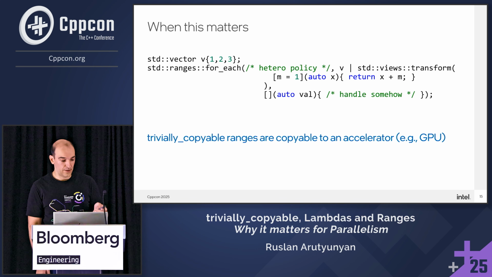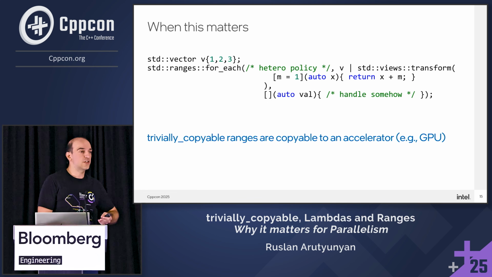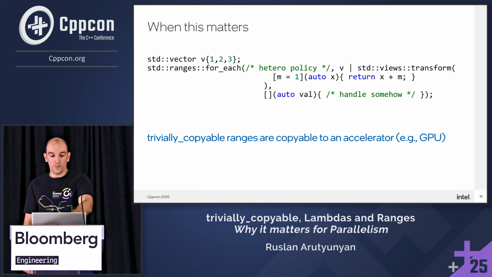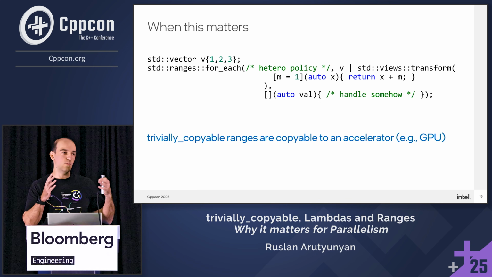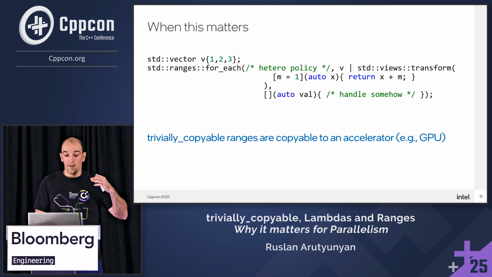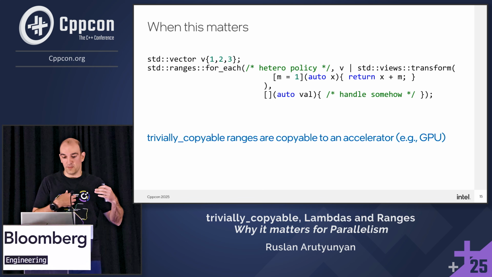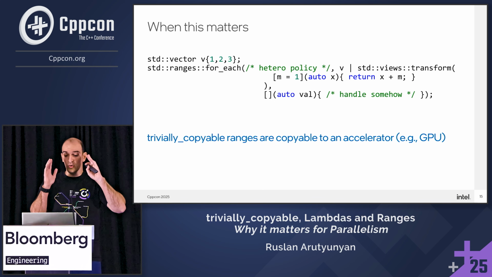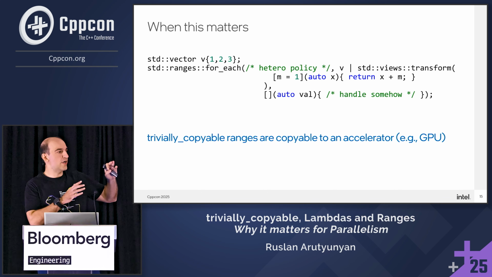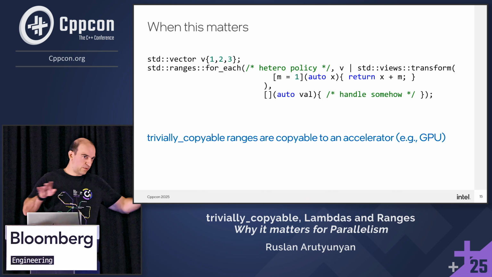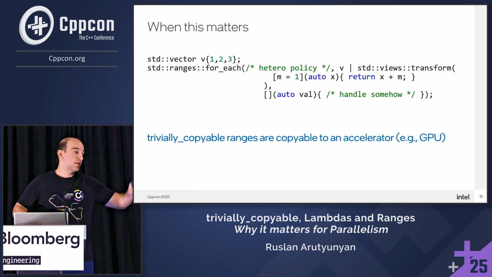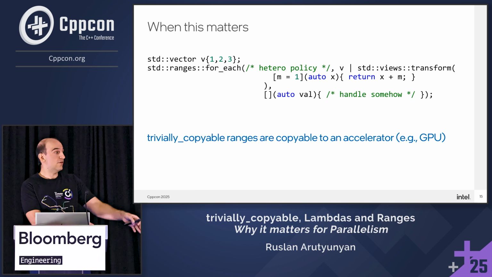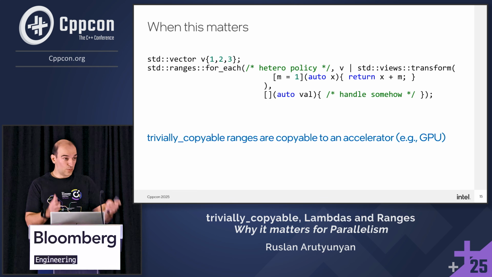And when it matters, actually, it matters for heterogeneous computing, when you want to offload to an accelerator. So basically, if you have some hetero policy, which oneDPL has, as our parallel algorithms implementation, NVIDIA Thrust also has such. You want to copy your range, your data, without a lot of details. There are some corner cases, but you want to copy it to the accelerator. And if it's trivially copyable, you can just copy it to the accelerator. That's what you want. That's why it matters.